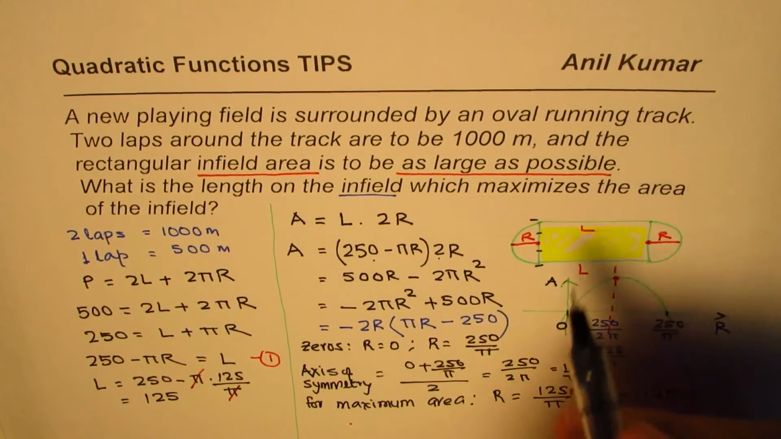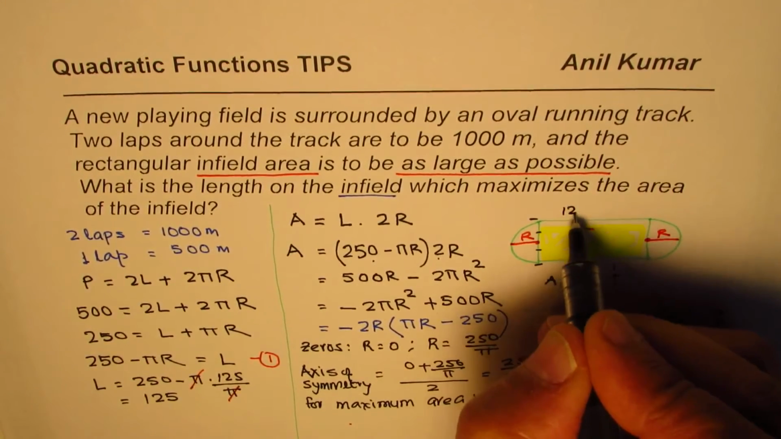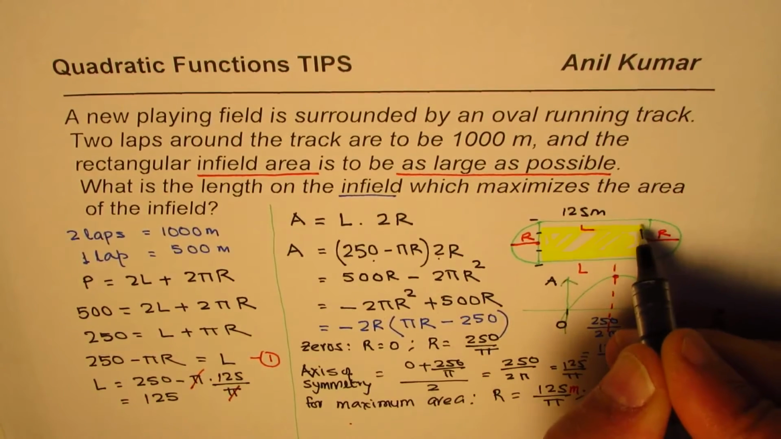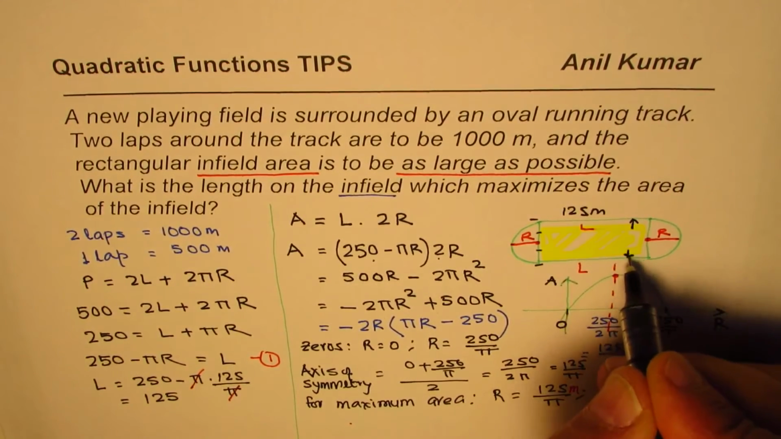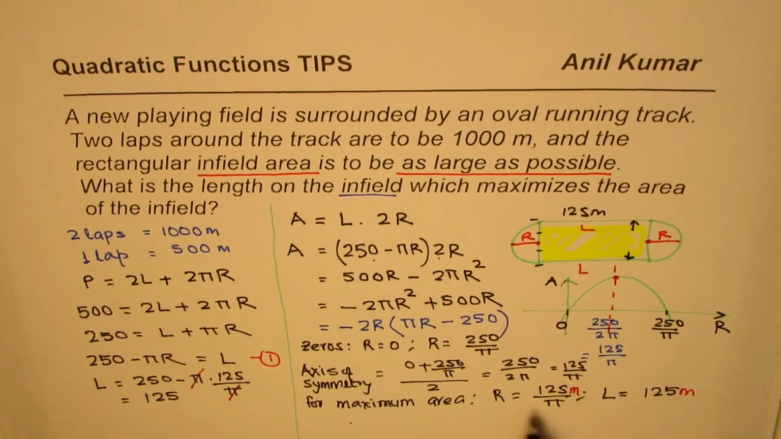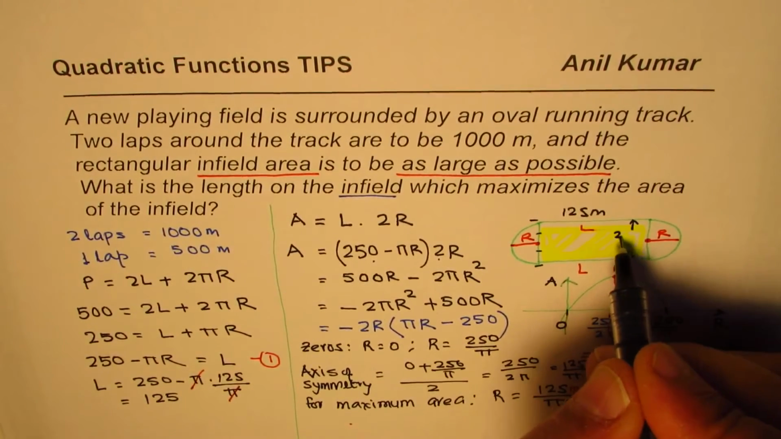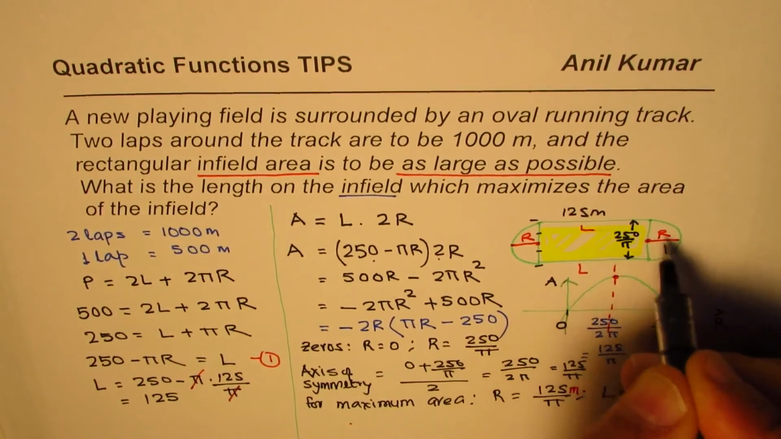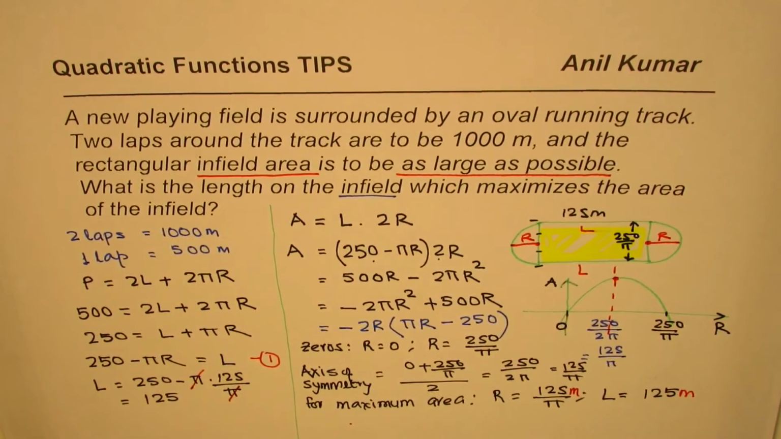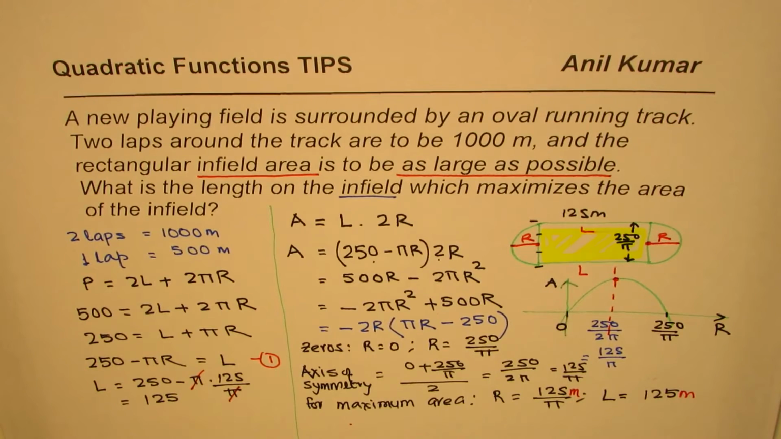In a way, we have this length as 125 meters, and this width from here to here will actually be twice this, right? Since the radius is 125 over pi, the width will be 250 over pi. So r is 125 over pi, right? I hope that gives you a good concept of solving such questions.